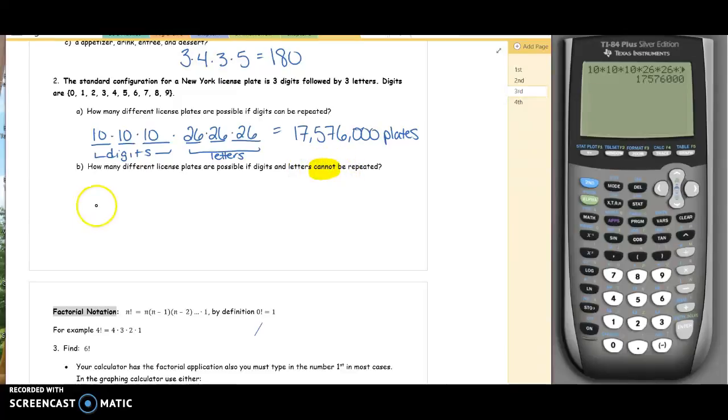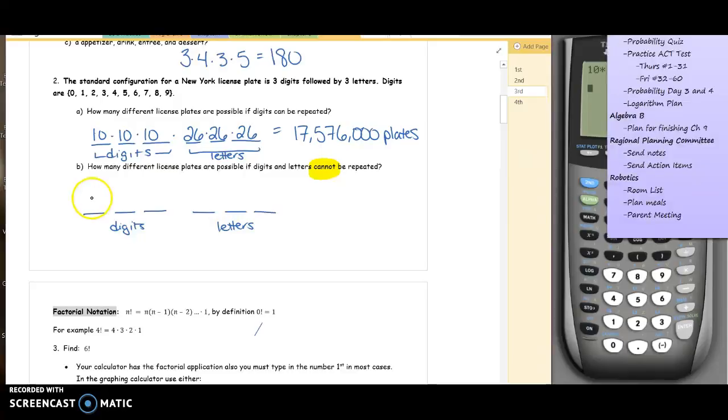Next, we're going to talk about what if the license plate digits and letters cannot be repeated. So I'm still going to do blanks. And these first 3 are my digits. And the last 3 are my letters. So I have 10 possible digits for that first part of the license plate. So I have 10 options for this first blank.